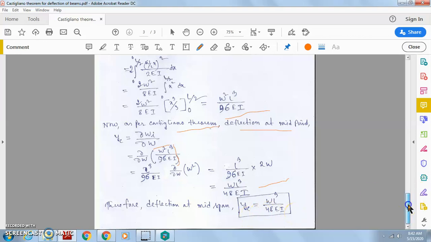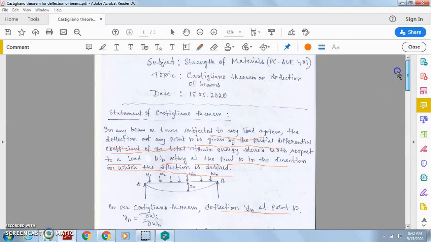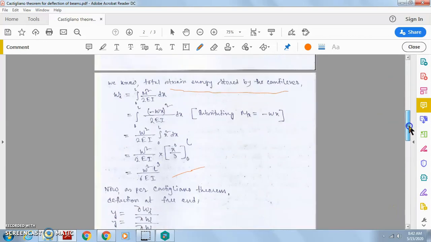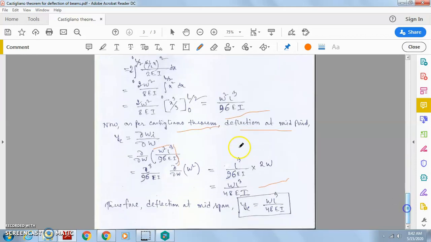So this is a very easy procedure to solve for any deflection in any beam. Okay. So go through this mathematics and try to understand the procedure, what is actually going on. Okay. Thank you.